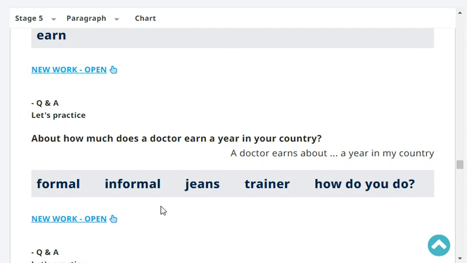About how much does a doctor earn a year in your country? A doctor earns about, let's say, 10, 15 million yen a year in my country. Very good.